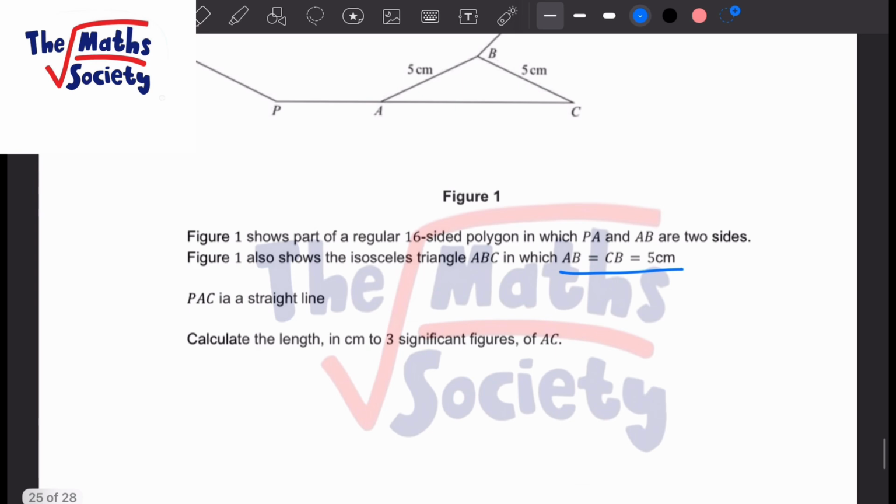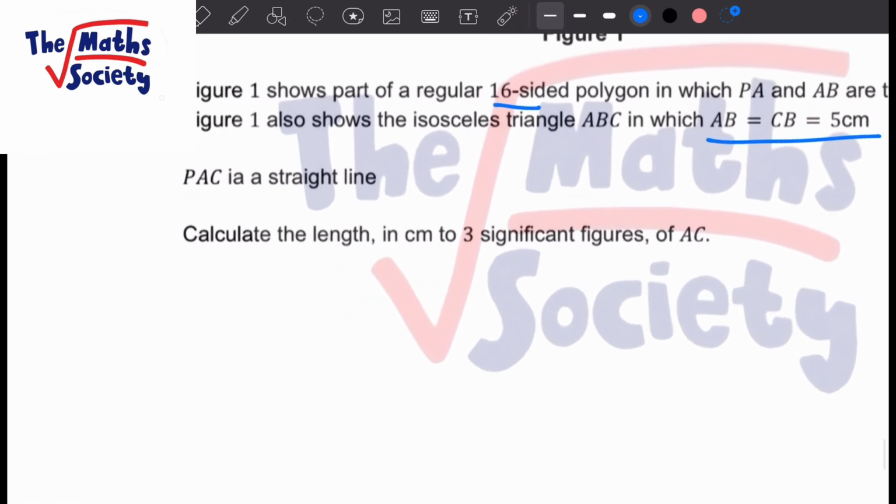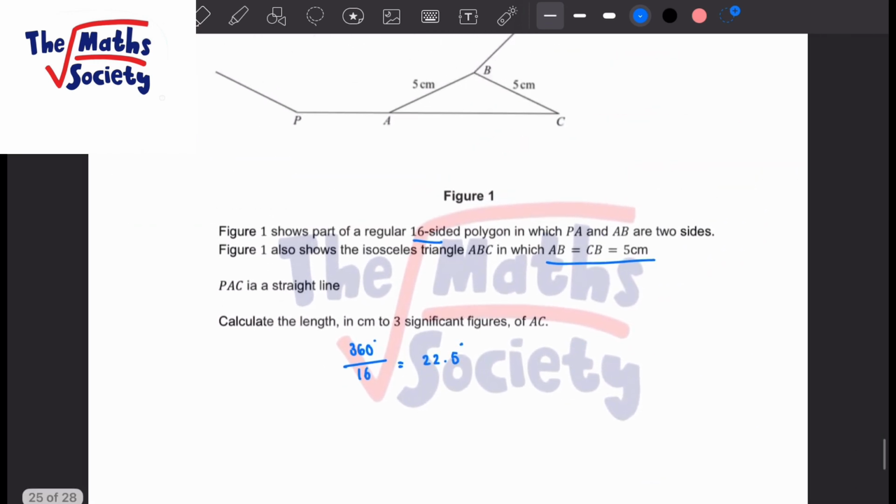So here we can try to find C, because it's already said that it's a 16-sided polygon, which means we can try to find out the angle of each side. So that's going to be 360 degrees divided by 16, which means it's going to be 22.5 degrees for one side. So if you want to know, we can try to use the formula, because we already have these two sides, so that's going to be using the cosine formula.